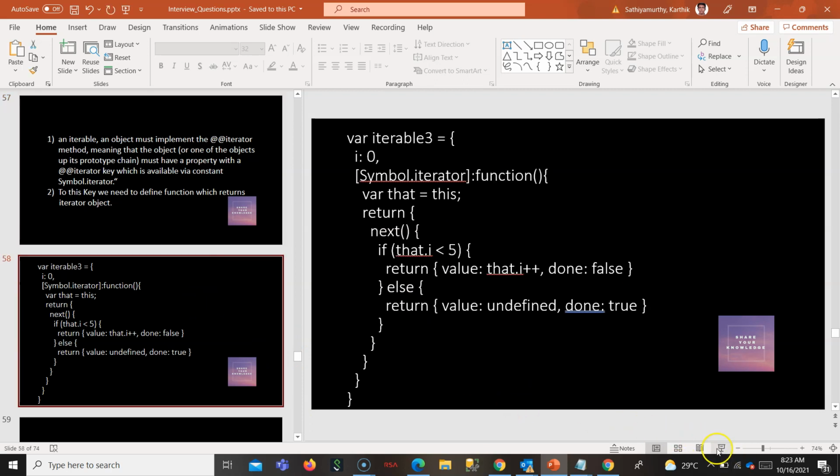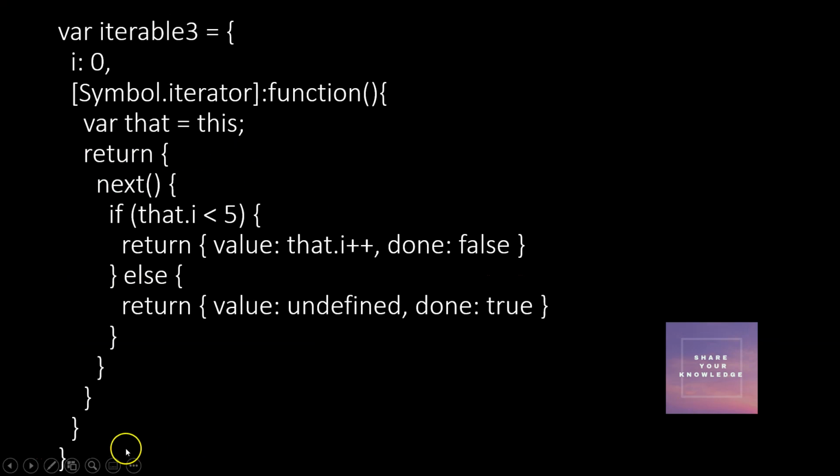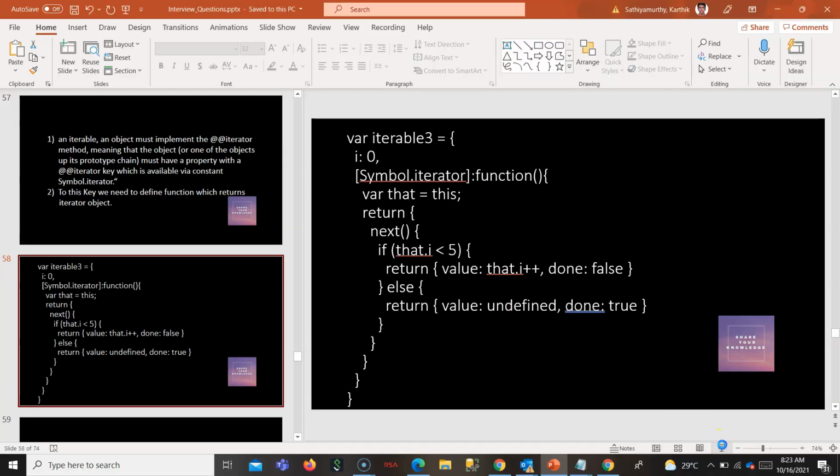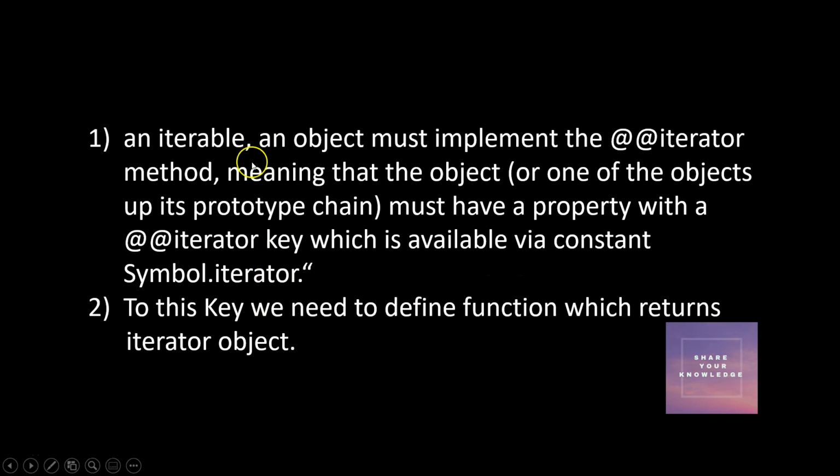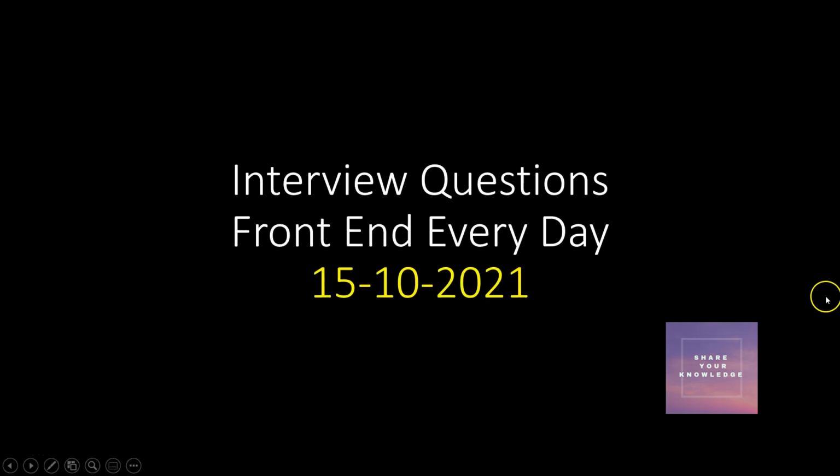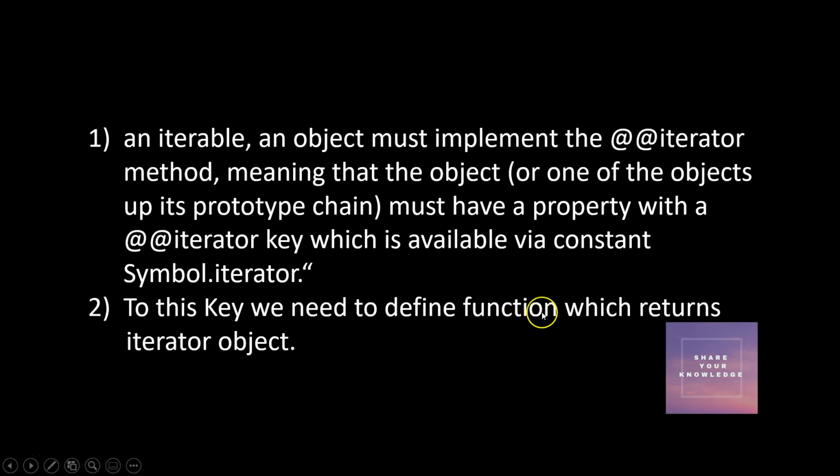Let's see an example now. So here you can see very clearly, right? This is my object. I want to make it iterable. For that I'm just setting this Symbol.iterator to a function which returns an iterator. So this is the first condition, and the second condition is that Symbol.iterator should be assigned to a function which returns an iterator. Iterator we saw, right? Just understand that: a function which returns an iterator.